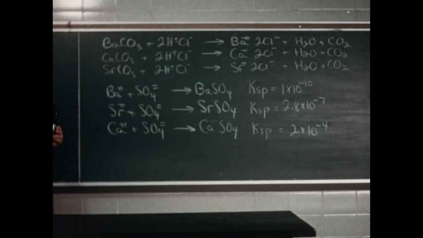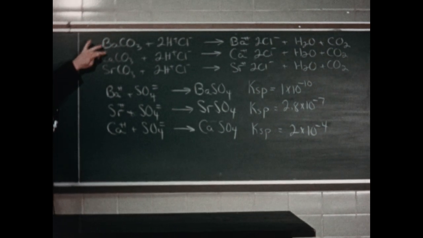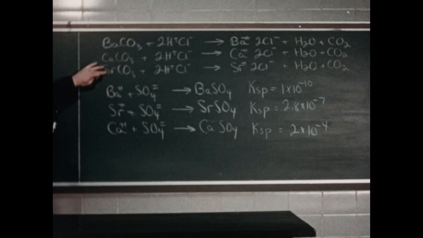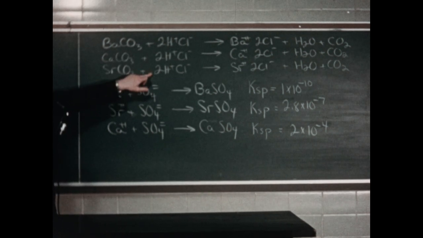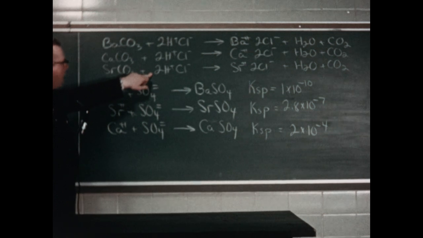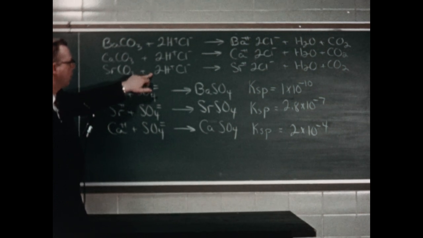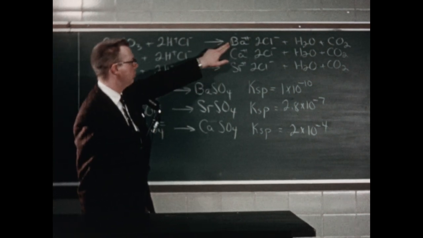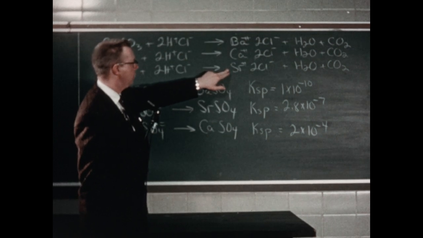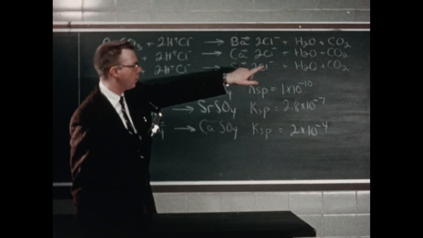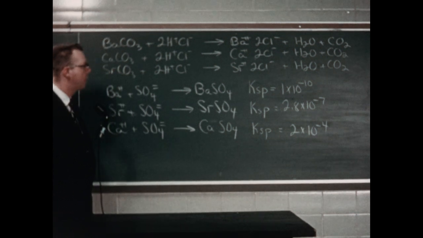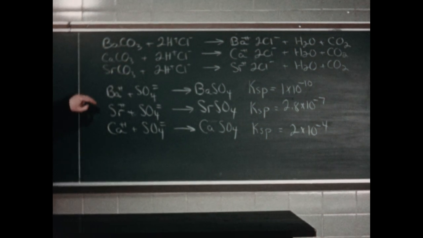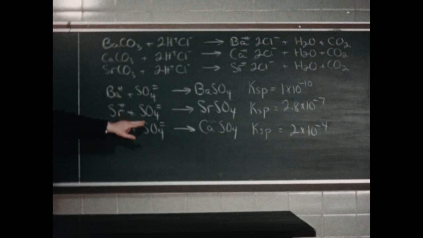In the 3 test tubes, we had placed samples of barium, calcium, and strontium carbonates, to which we added hydrochloric acid. The reactions in all 3 cases are entirely similar, and we obtained solutions of the respective chlorides, water, and carbon dioxide. Then to solutions of the chlorides, we added some dilute sulfuric acid as a source of sulfate ion.